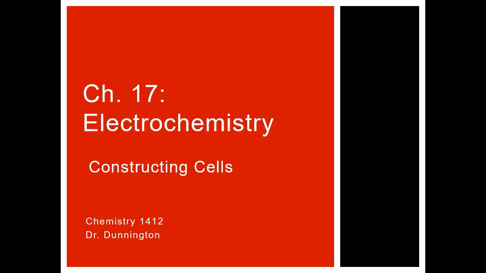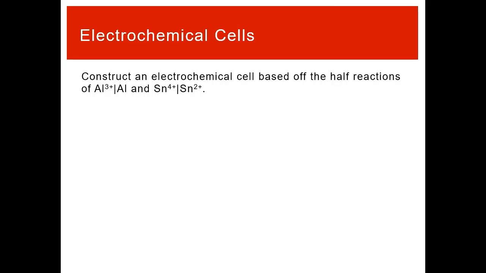So we're going to take these ideas about potentials and return and apply it to the idea of constructing cells. We're going to do that just by looking at an example of constructing an electrochemical cell based off the half reactions of Al3+ to Al and Sn4+ to Sn2+.